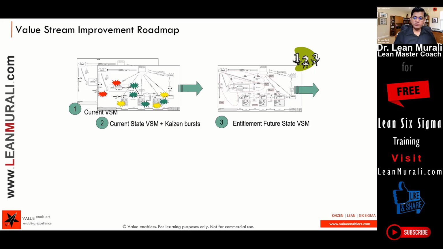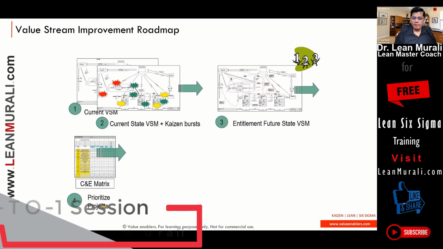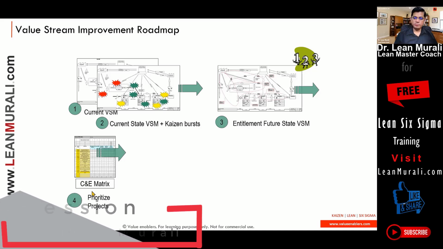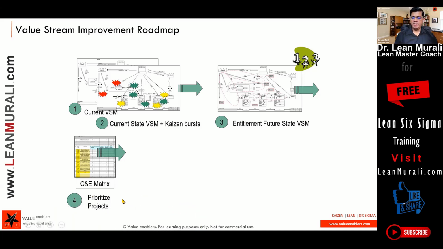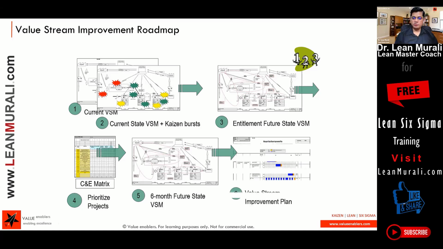Similarly, we also see the future process, how it is going to be. That's the future state value stream mapping. Then we will prioritize the projects. I will explain this matrix, the cause and effect matrix. But let us say, for the simplest understanding, that we will evolve projects, we will prioritize the projects, and at least a 6 months future state value stream mapping, and then we will have an improvement plan like this. This is the roadmap for value stream mapping. Now we'll dive deep into every one of those.